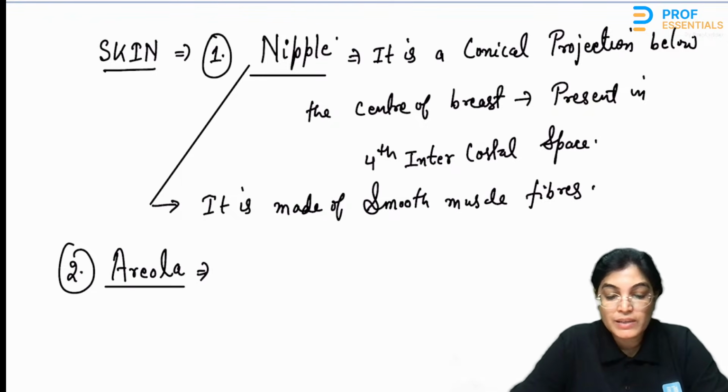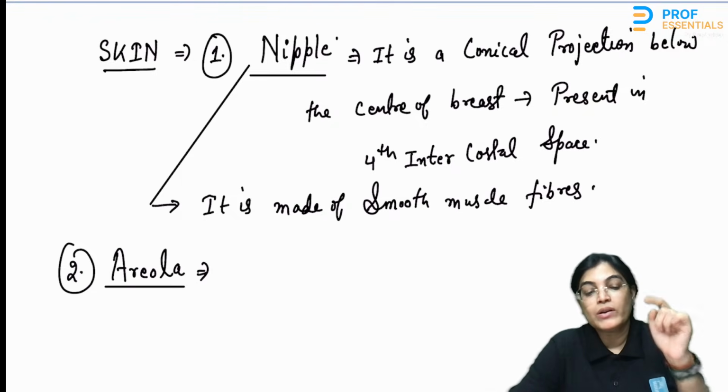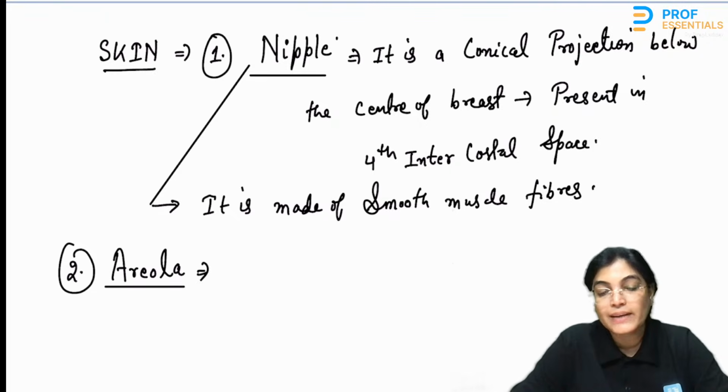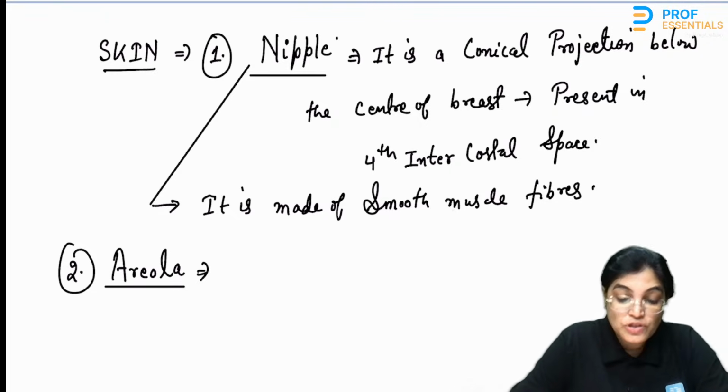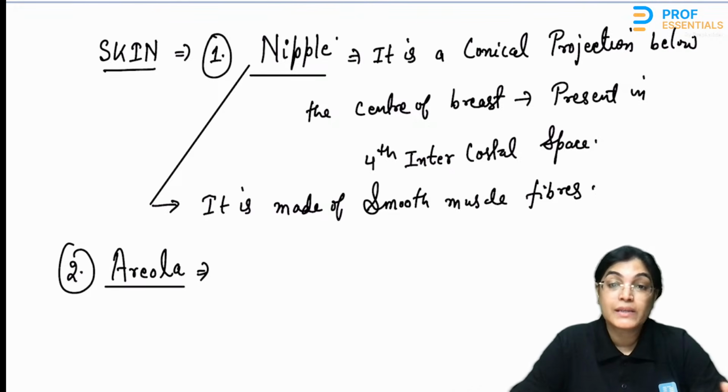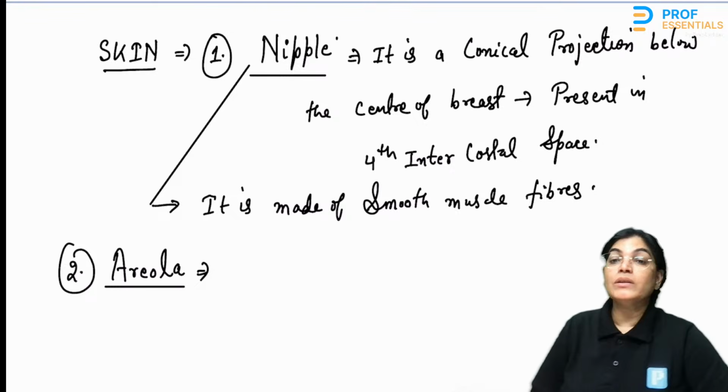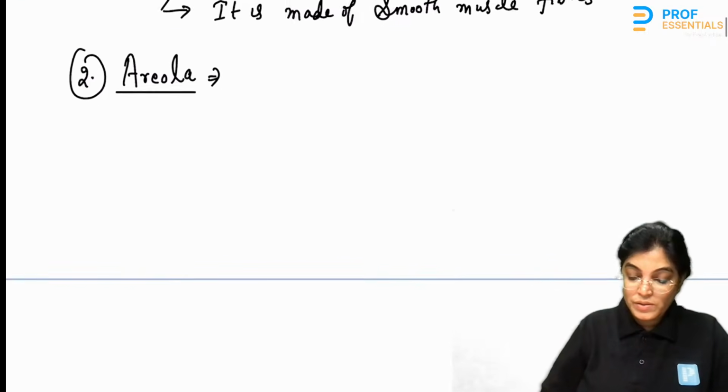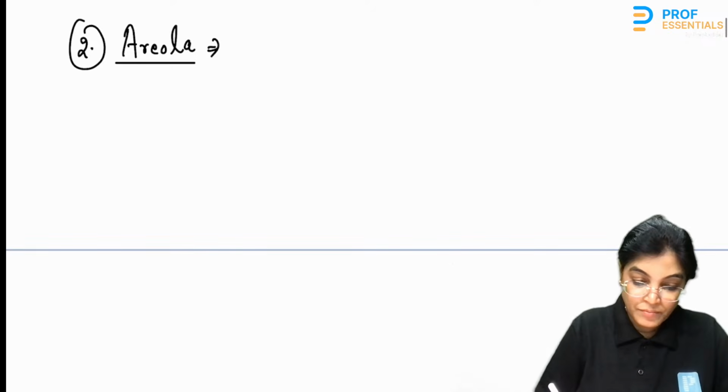These sebaceous glands are present in the outer margin, and the sebaceous glands of the areola are enlarged during pregnancy, and in that case they are called Montgomery tubercles. So this is also asked in MCQs, so you have to know about the areolar area. So let's write about the areola.